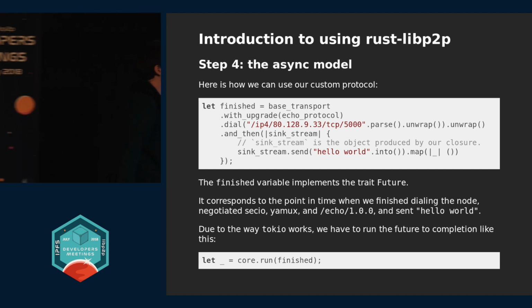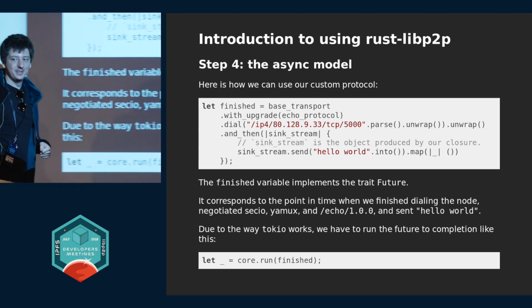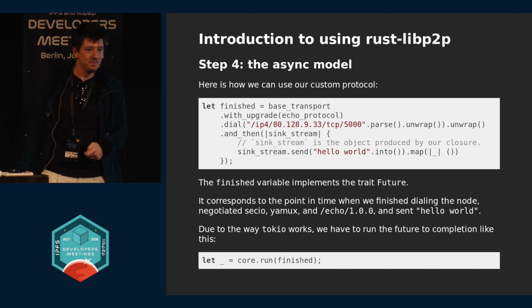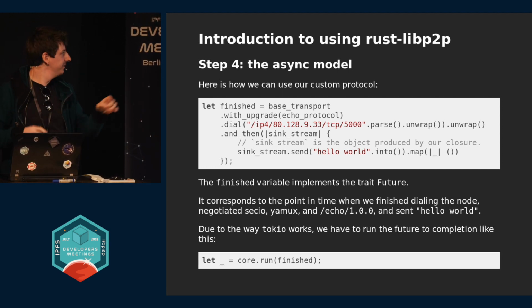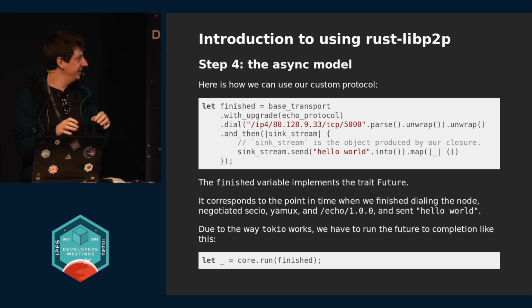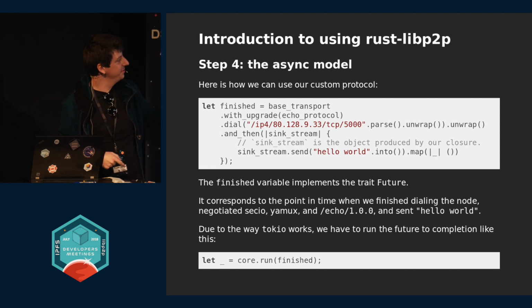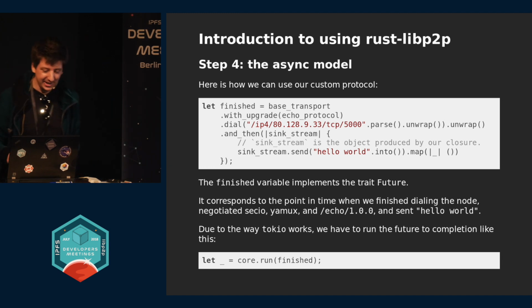So you may be wondering, what is this map thing? That's an unfortunate consequence of Tokio. It's a bit hard to use. It's not very intuitive. Basically, when you call send, it takes ownership of a sync stream, and then it calls the closure passed to map with a sync stream object back so that you can use it again. It's a bit complicated. It's the consequence of being zero cost, unfortunately.